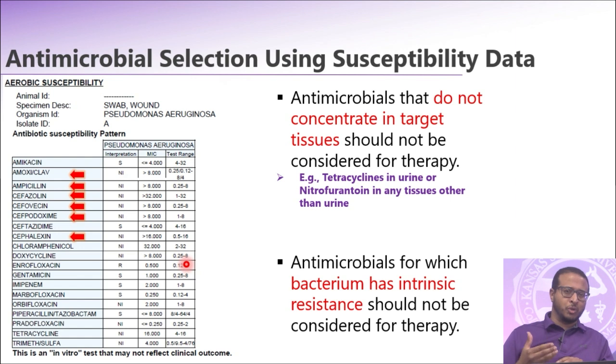That's why we don't usually recommend them for treatment of UTIs. Nitrofurantoin, on the other hand, is mainly concentrated and excreted in urine, and that's why it's not a suitable antimicrobial for treatment in tissues other than the urinary bladder. And then antimicrobials for which the bacterium has intrinsic resistance should also not be considered for therapy.